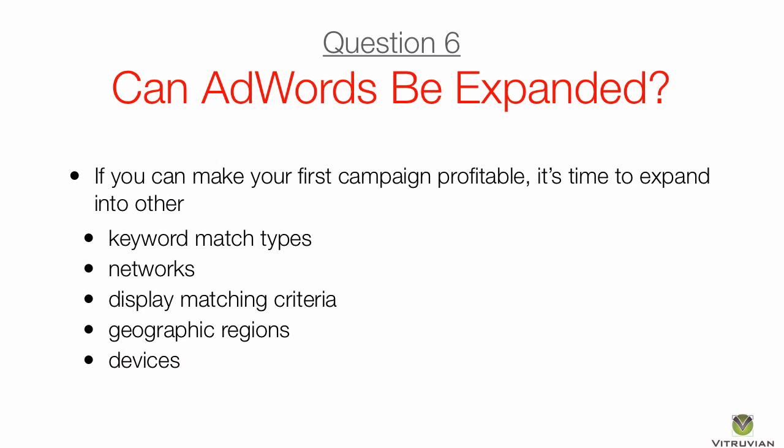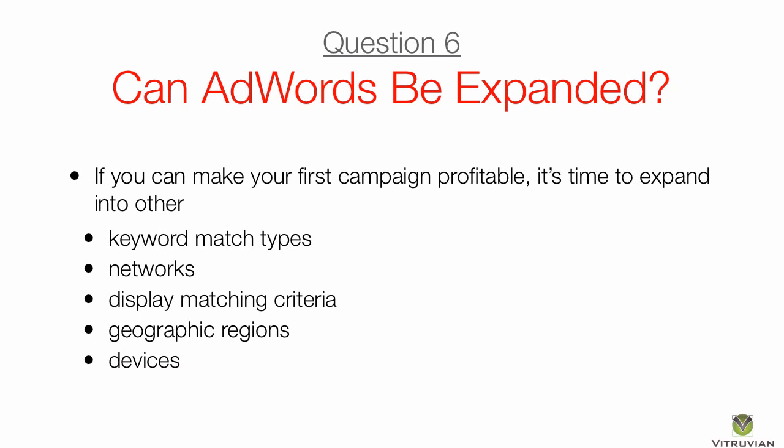Can AdWords be expanded? If you can make your first campaign profitable, it's time to expand into other keyword match types. So if you can be successful with exact, now it's time to go into phrase and then broad, perhaps, and you keep checking. Each time you expand, you lose a little bit of control, so you don't want to expand into everything willy-nilly. You do a small expansion and you see, am I still profitable here? Do I need to tweak before I can move on to the next concentric circle out?